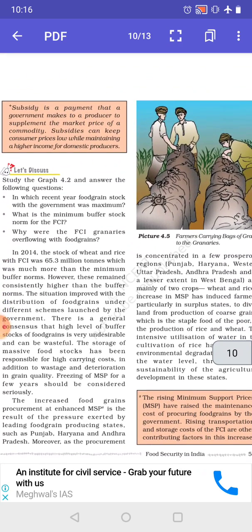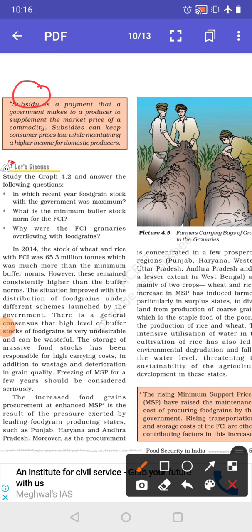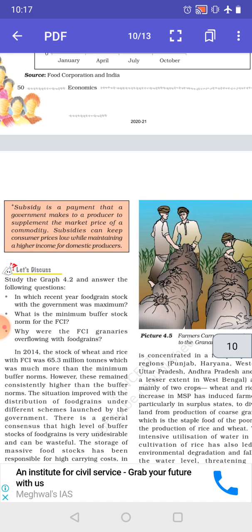Now we will study a term, subsidy. What is subsidy? Above in the Antyodaya Anna Yojana, I used a word that they are provided the food grains at a subsidized price. So what is a subsidized price, or what actually is subsidy? Subsidy is the amount of money that is paid by the government to the producer of a particular commodity to supplement the market price of that particular commodity.